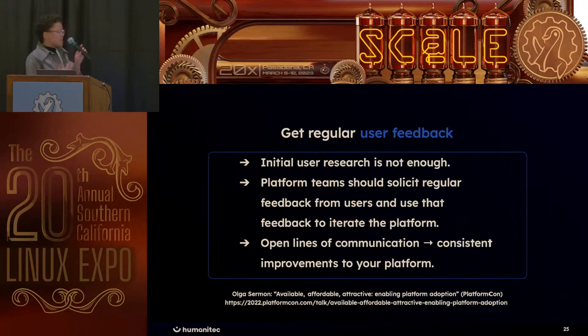The open lines of communication will translate to consistent improvements to your platform over time. Olga Sturman did a great talk about this at PlatformCon. I highly recommend checking it out if you're unsure on how to establish these open lines of communication with your developers.